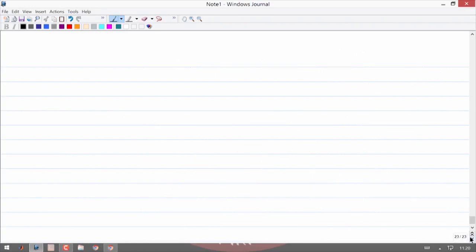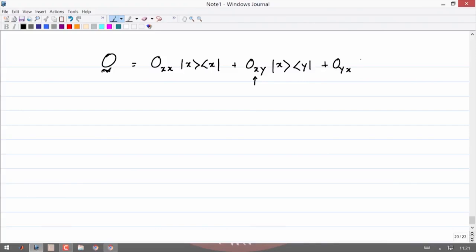Okay. Now, you have already represented these things in terms of ket bra states. Therefore, if I write the operator O, it is O XX times |X><X| plus O XY times |X><Y|, and O YX is given by |Y><X|, plus O YY given by |Y><Y|. Right? This is the matrix 0 1, 0 0. And this is the matrix 0 0, 1 0.